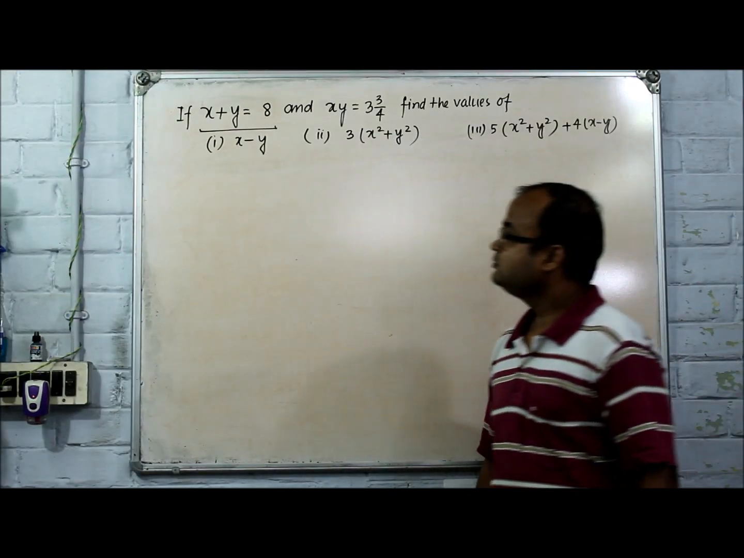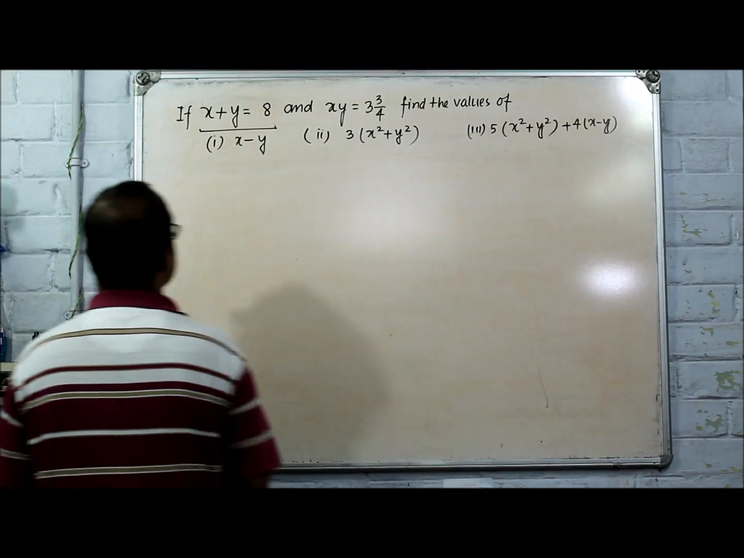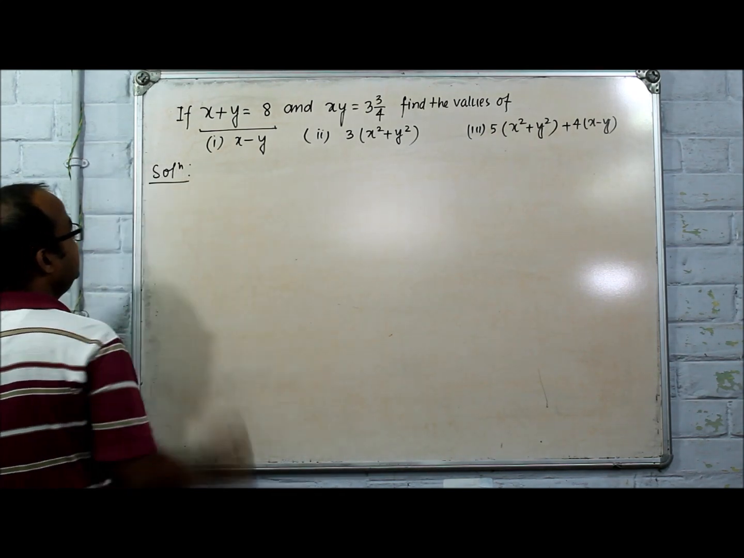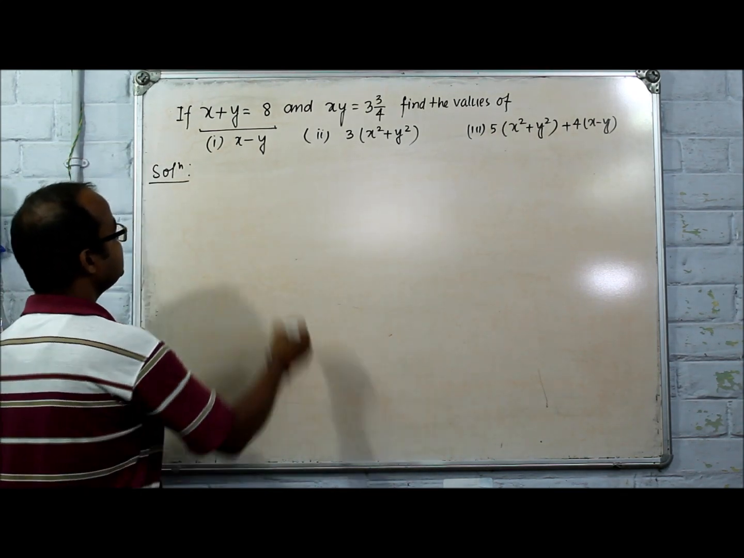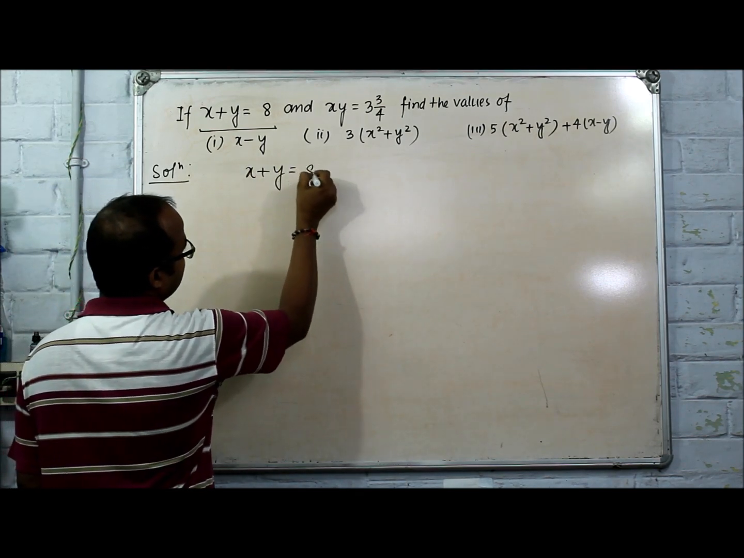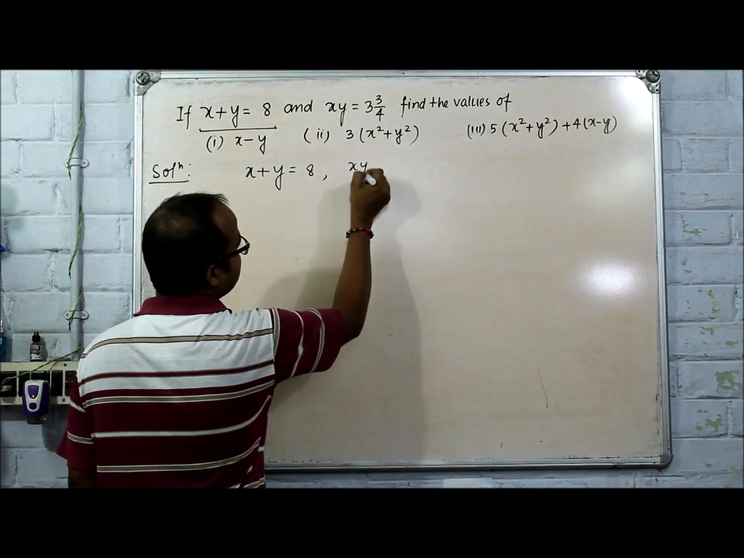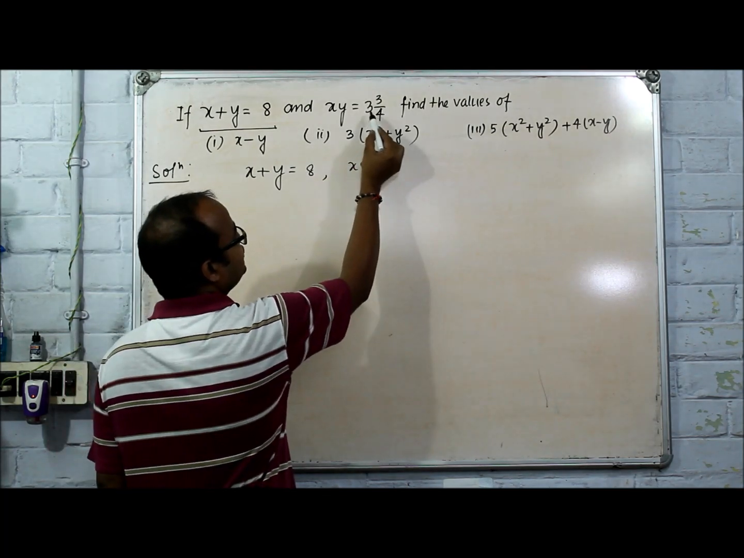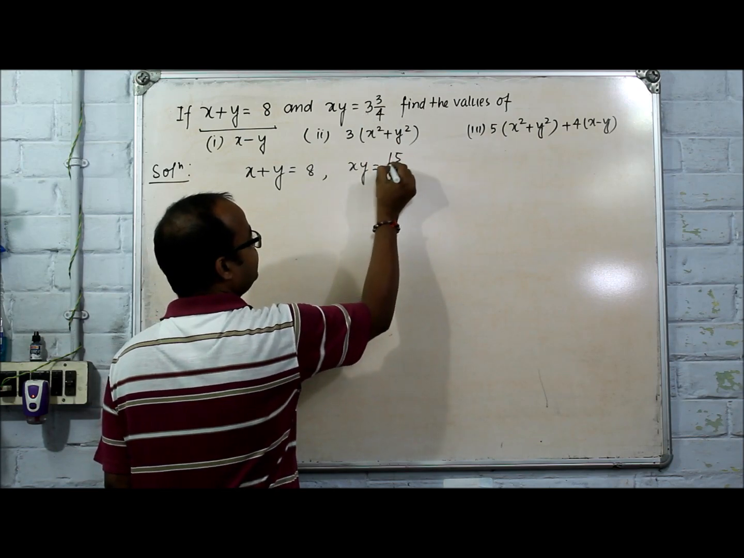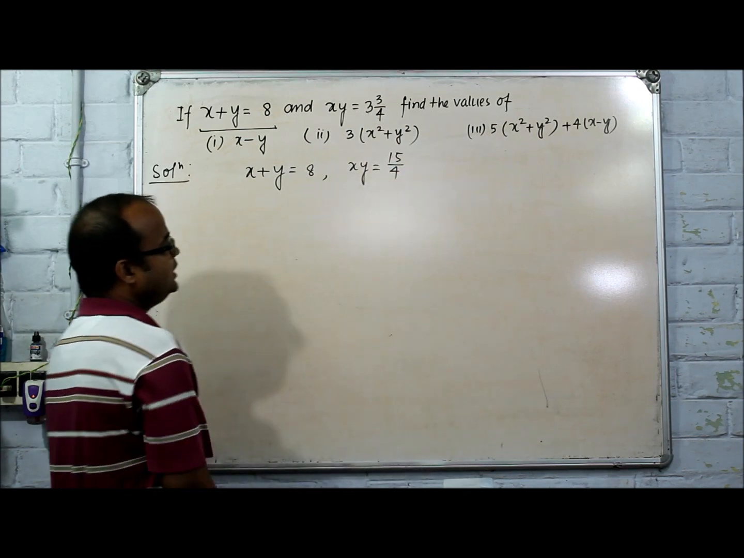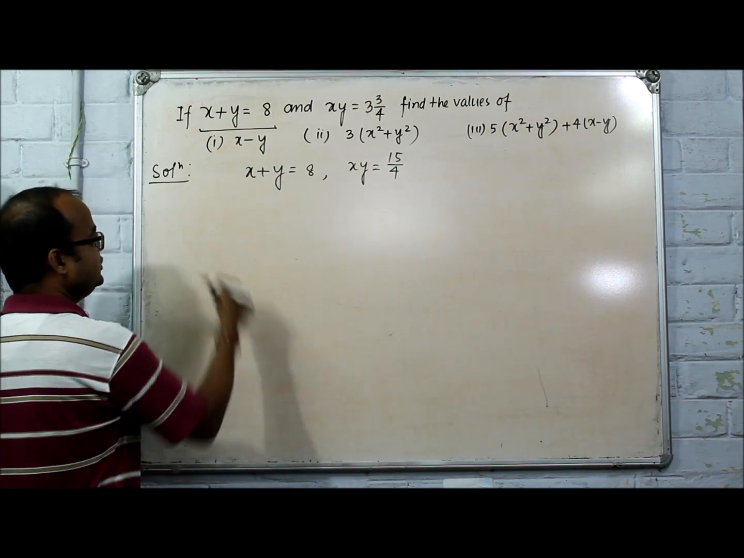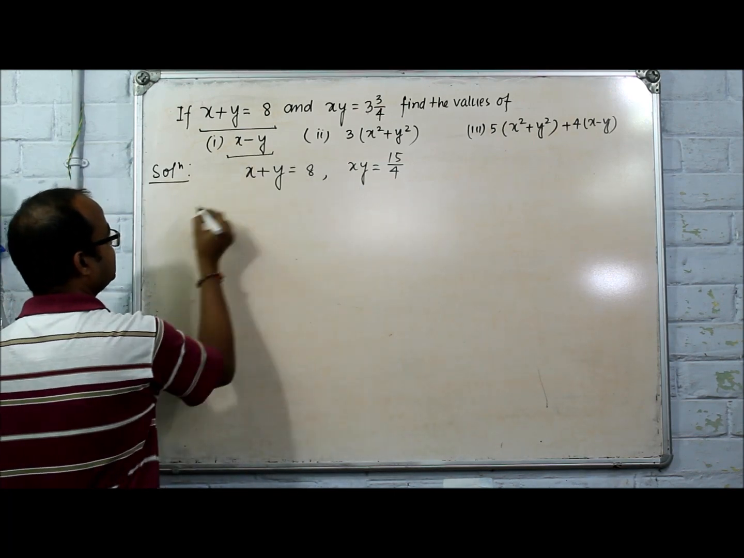Now, let us discuss the next problem. x plus y is given as 8 and xy is given as 4 3s are 12 plus 3, that is 15 by 4. Now there are three subparts of this sum. So let us first solve the first part.